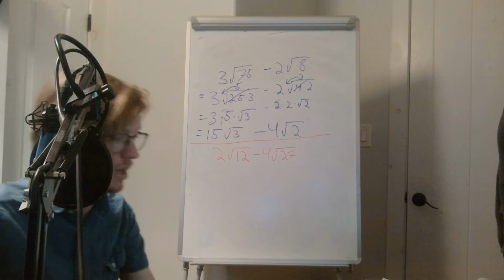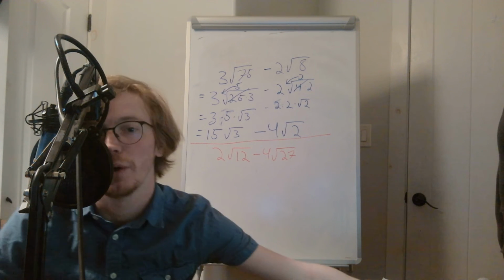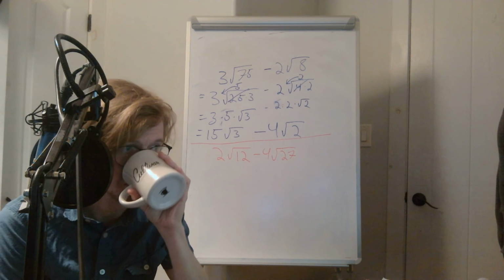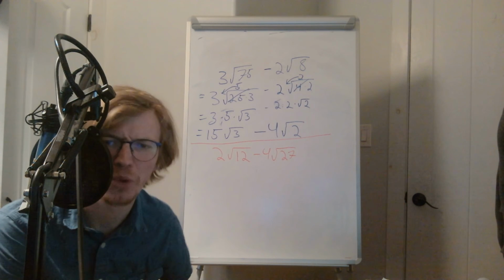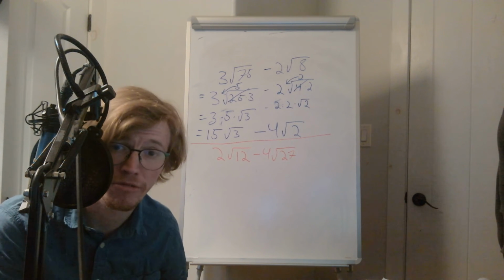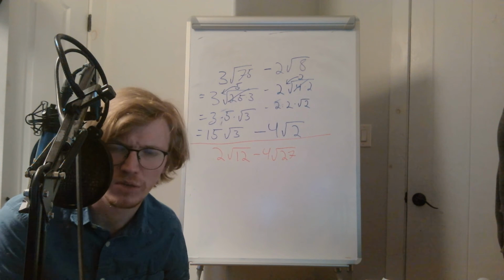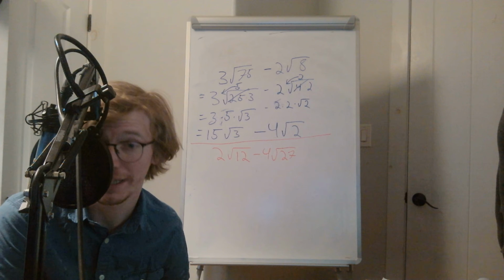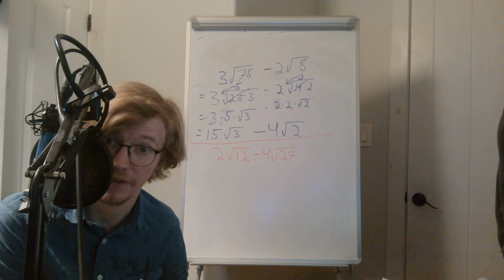Okay, so I wrote down 2 times the square root of 12 minus 4 times the square root of 27. The square root of 12 and the square root of 27 are both radicals that we've been simplifying a lot. So hopefully you're able to do this really without my help, at least simplifying those radicals.